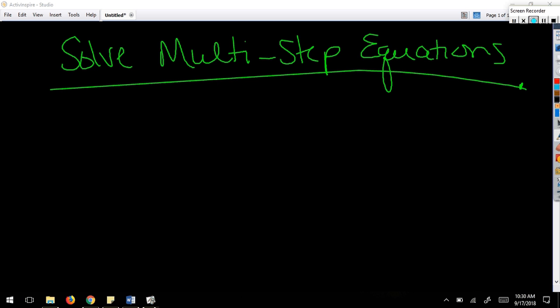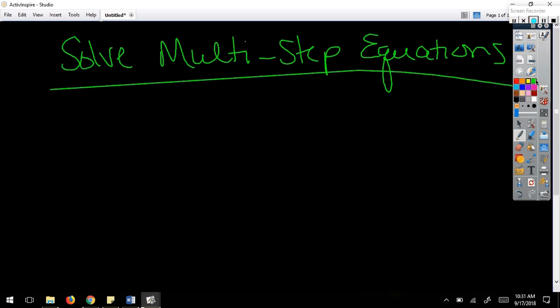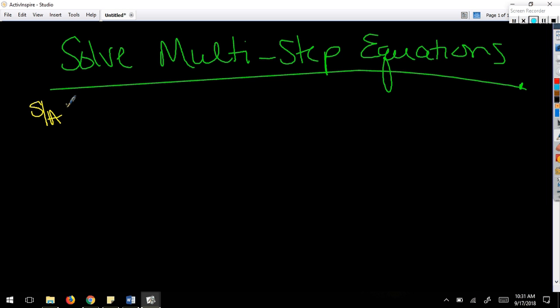Equations today. So we have taken the time to solve one-step equations. We've taken this time to solve two-step equations. So now we're just going to build on that, and we're going to solve multi-step equations. So remind me quickly how we know the order in which to solve an equation. SAD MAP. Good job. Backwards order of operations. We go SAD MAP to isolate the variable.